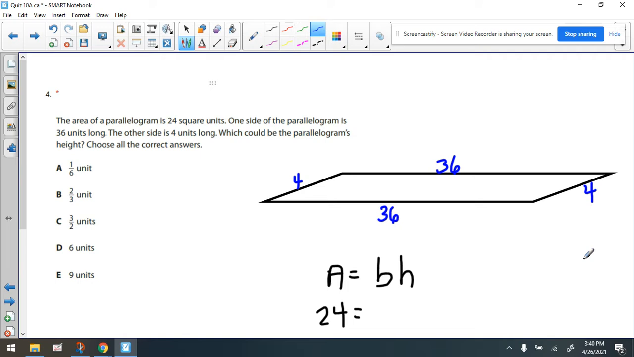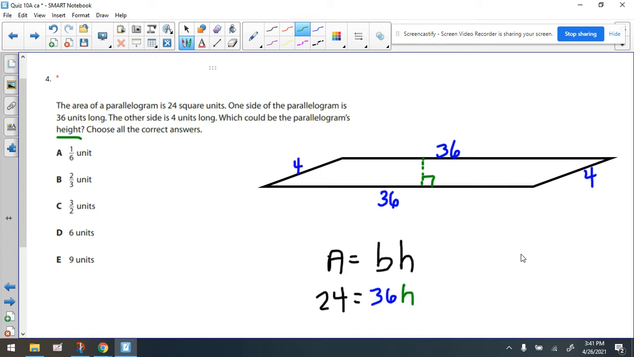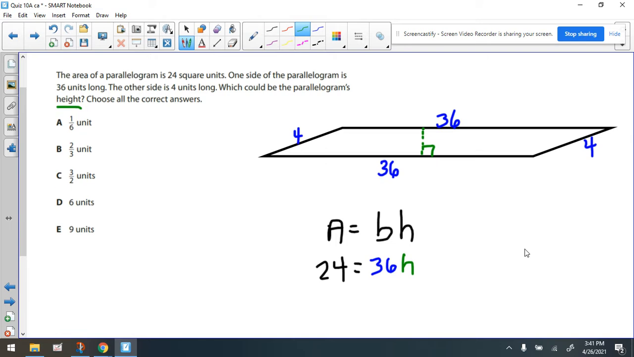All right, so the next step is to decide what do we want to use as the base, right? So if we use this as the base, then let's put that number right here. And we're solving for the height because the height, that's what they want to know. What could be the height? So I'm just going to draw that dotted line going down, and we're trying to figure that out, right? So let's use H. All right, so the next step is to use algebra to solve for H. The opposite of multiplying by 36 would be to divide by 36.